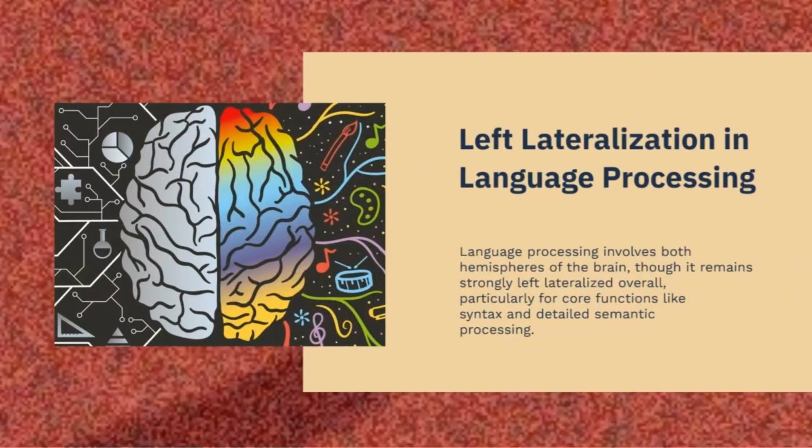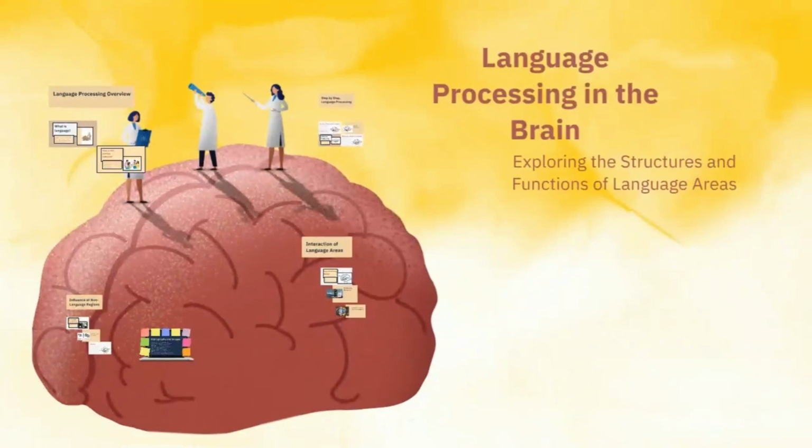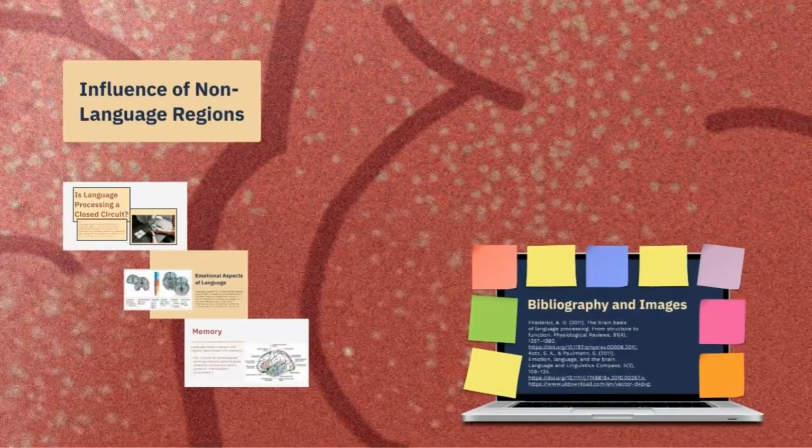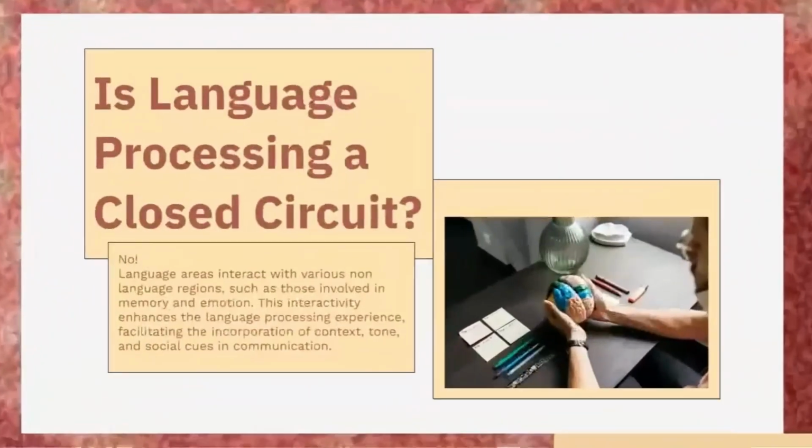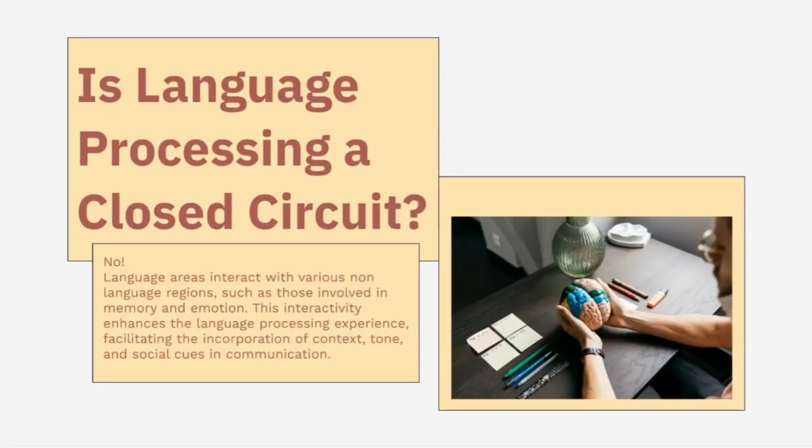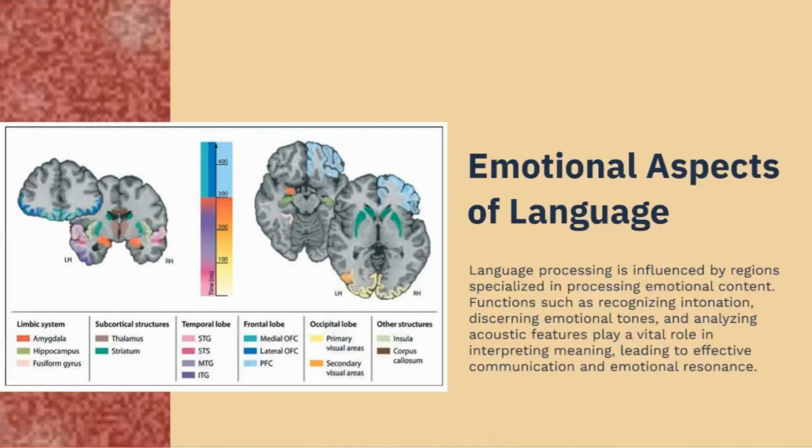Well, we almost came to the end of this presentation, and let's talk about the fact that language processing is also influenced by and influencing non-language regions. Language processing is not a closed circuit. Your brain doesn't just process words in isolation. It pulls in help from areas that handle memory and emotions, and this is helpful for social interactions to add context and understand tone. And this is why we can pick up sarcasm or understand someone else's feelings just from the way they say something.